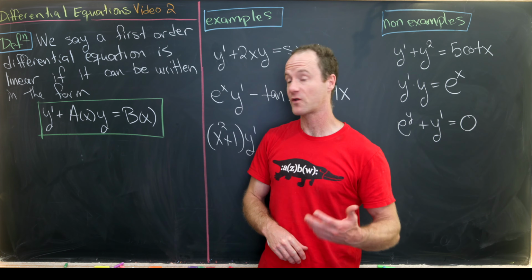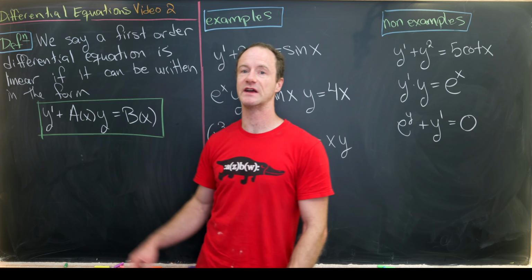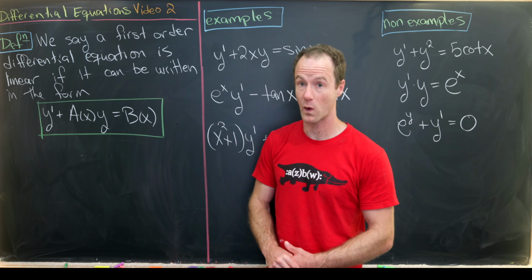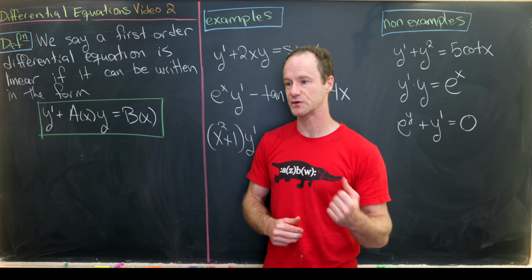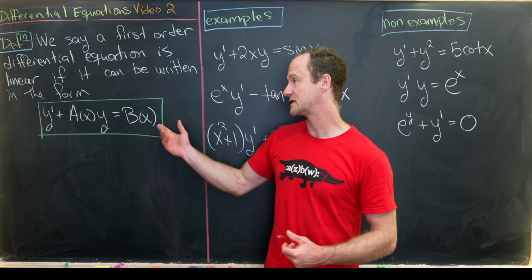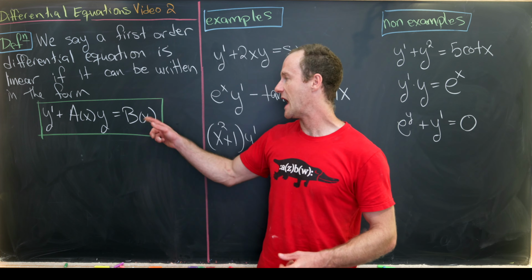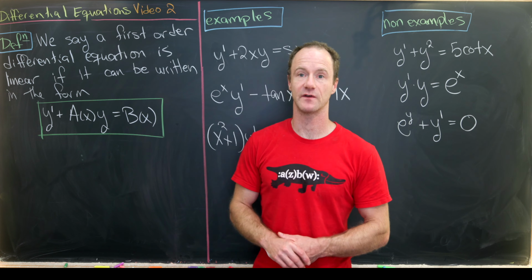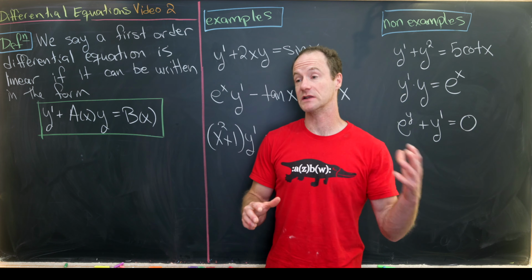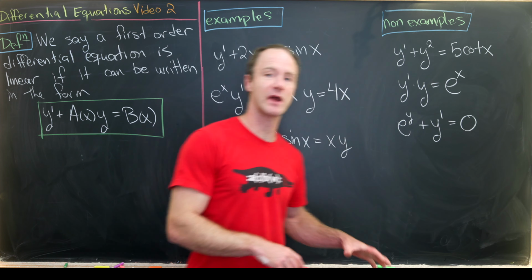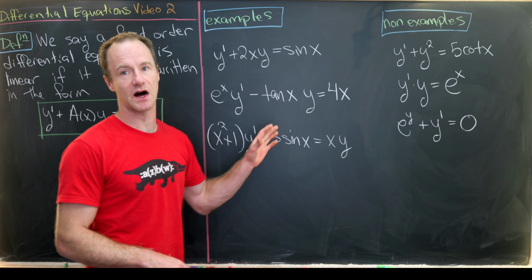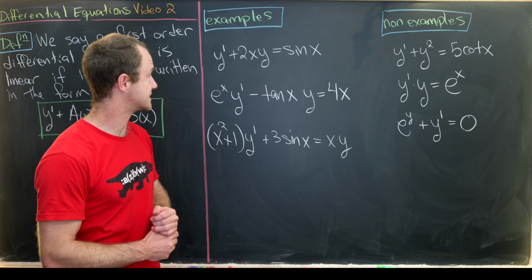Notice by first order, I mean the highest derivative I see is a first derivative, y prime. And by linear, I mean linear in the variables y and y prime, and that's exactly what I have here. A and B do not have to be linear functions. It's not talking about linearity with respect to the independent variable. Okay, so let's look at some quick examples and non-examples before we start solving these things.